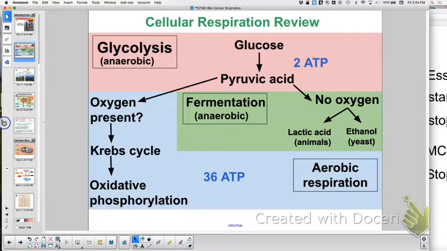got it from Khan Academy, which is a great place to get some information to review. So take a look at this picture. The pink part up here, glycolysis, I put it on Instagram.